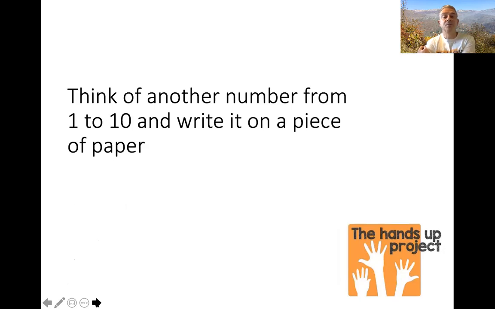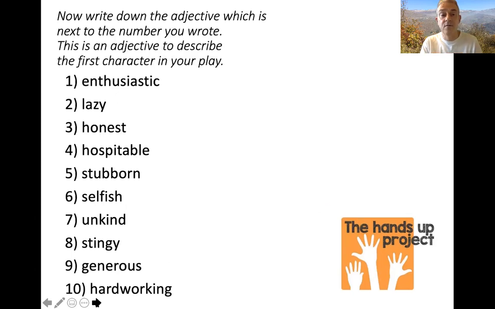Okay, and now could you please write down another number from 1 to 10, also on a piece of paper. Write down the number, and it could include 1, it could include 10, or it could be anywhere in between. When you've written down that number, pause the video. And this will represent, look at the number you've written down and look at which adjective is written next to it. This is going to be an adjective to describe the first character in your play.